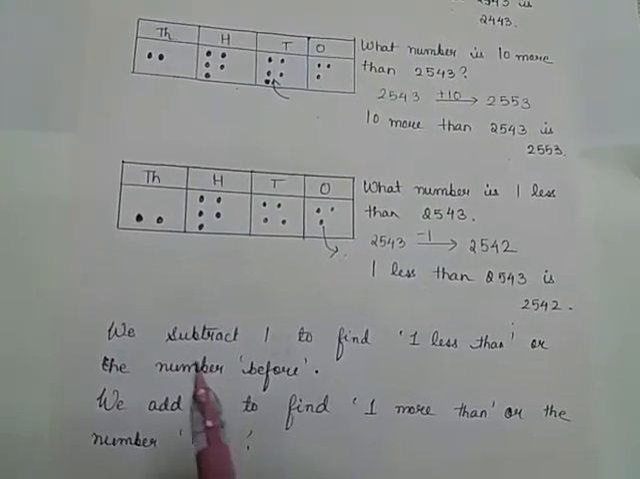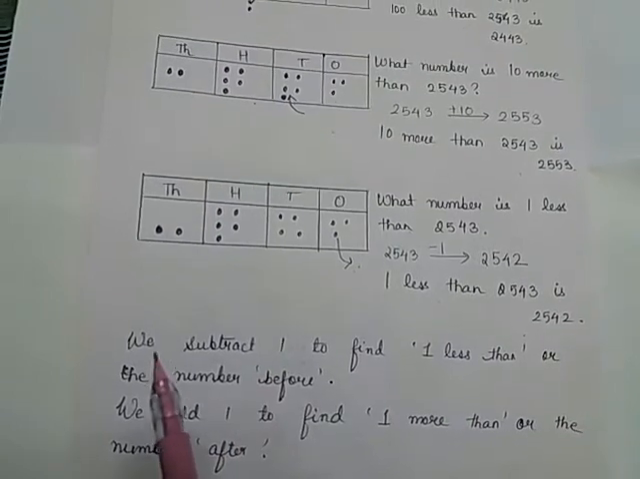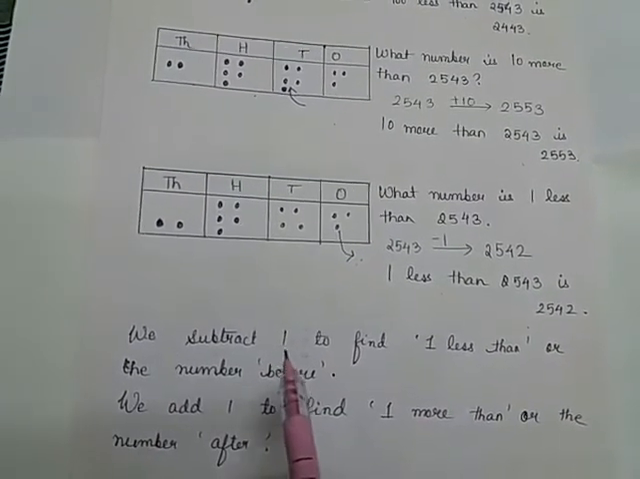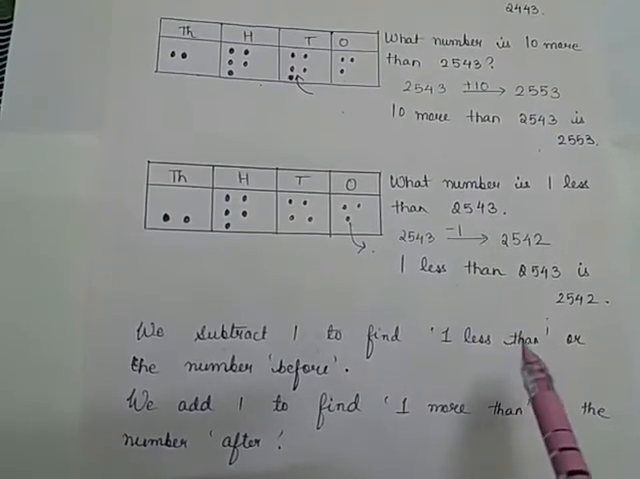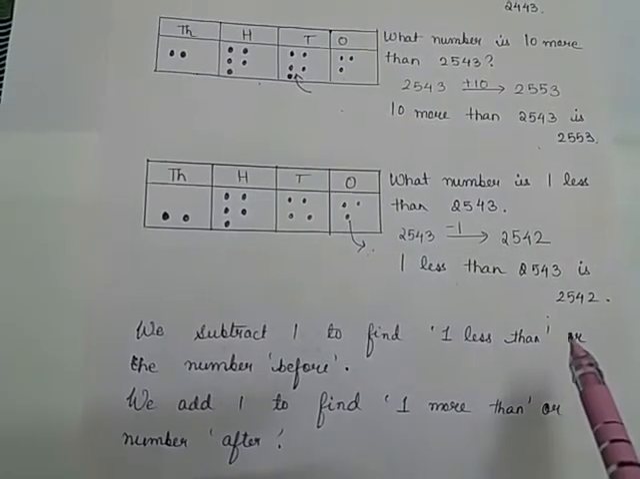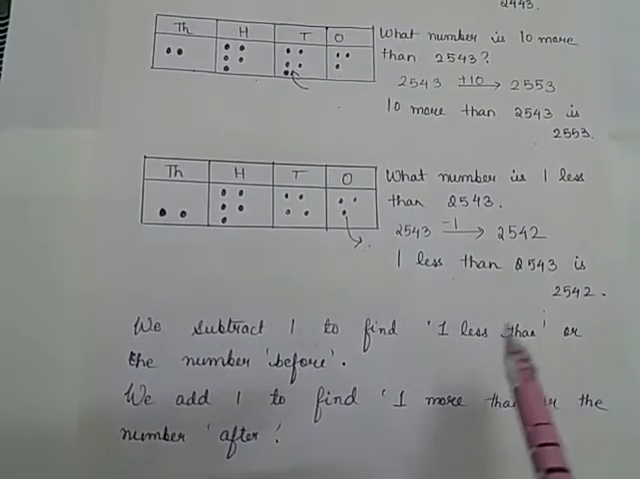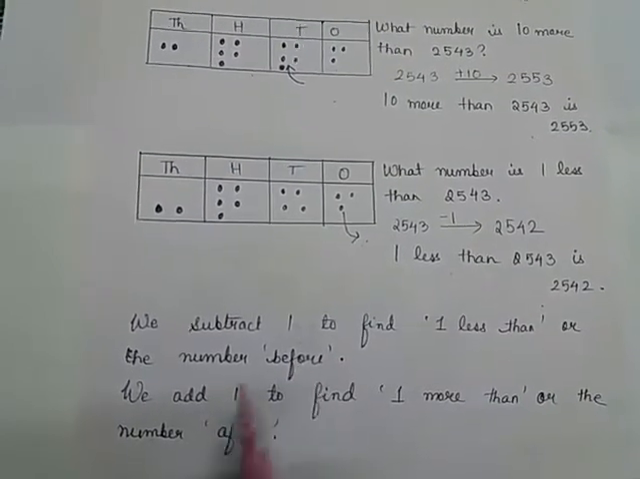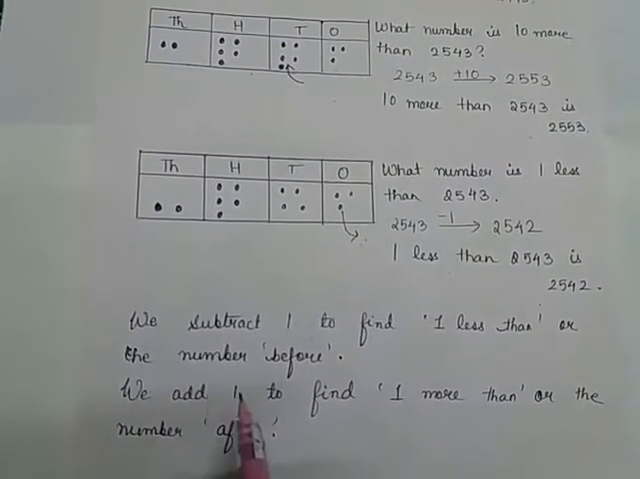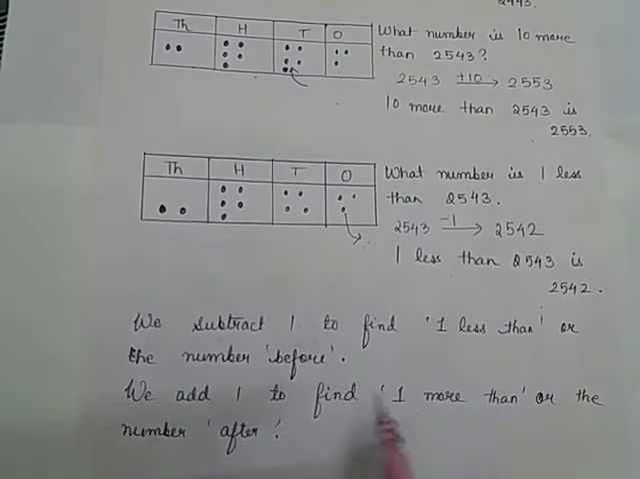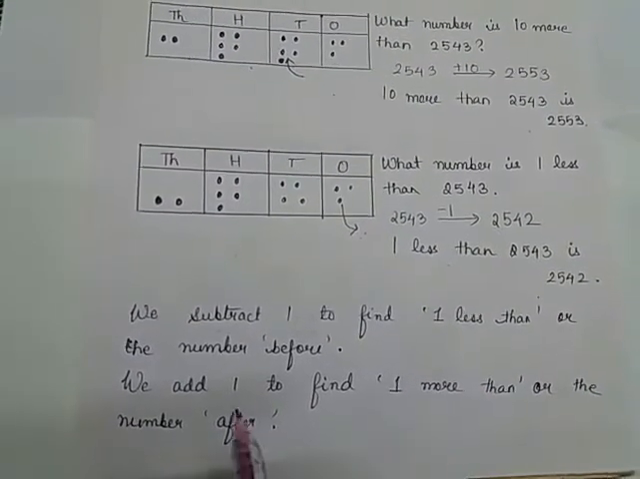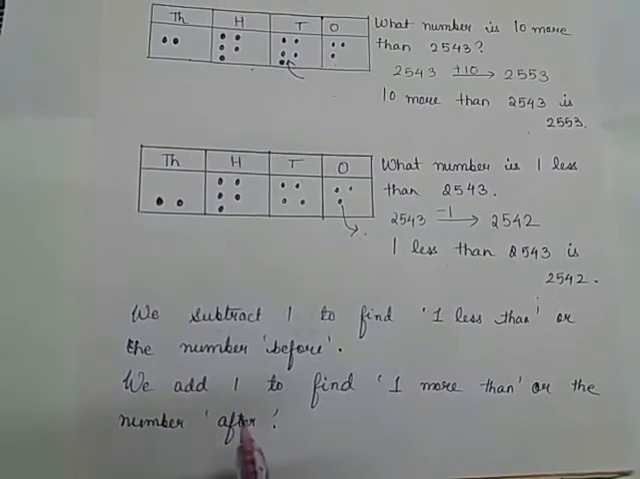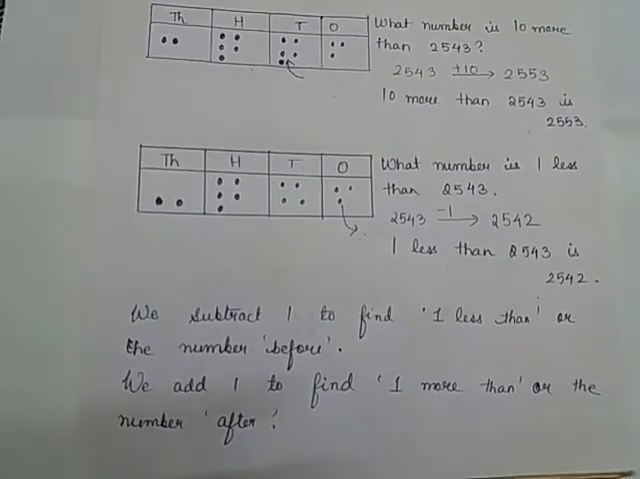So here basically what we did is, when we subtract 1 to find 1 less than, we are trying to find the number that comes before. And when we are adding 1, that means we are finding 1 more than. That means we are trying to find the number which will come after that given number.